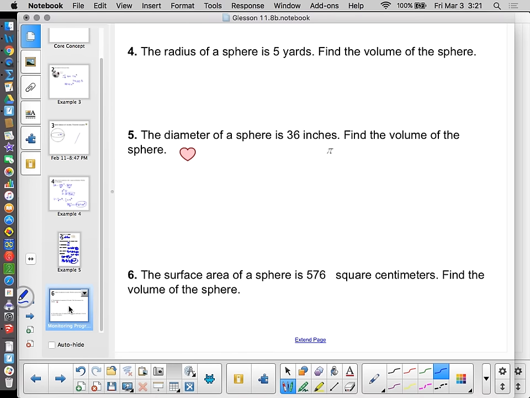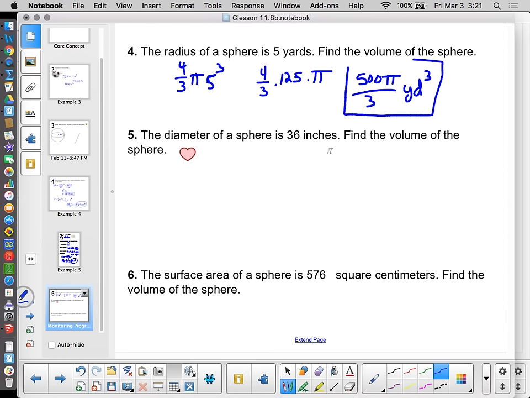All right, final slide. The radius of a sphere is 5 yards. Find the volume of the sphere. 4/3 pi r cubed. Very straightforward question. R is 5, so we'll put that in there. 5 cubed is 125, so 4/3 times 125 times pi. 4 times 125 is 500 pi over 3, and that does not reduce, so we'll just leave it that way, and it's yards cubed. We give it context. So yeah, a little bit of fraction work here. Got to be good with our fractions.